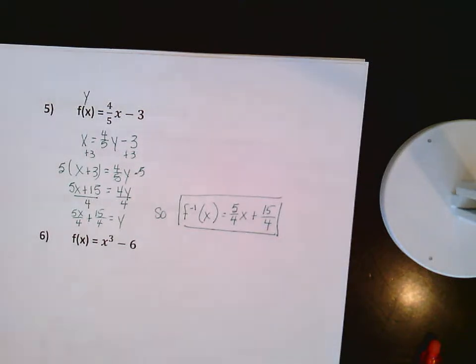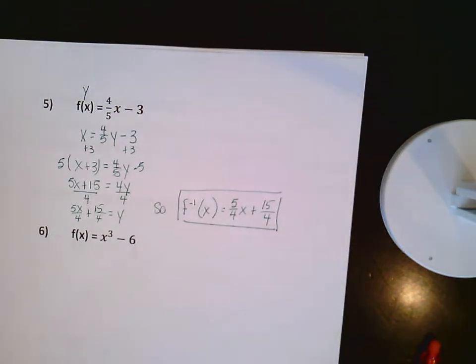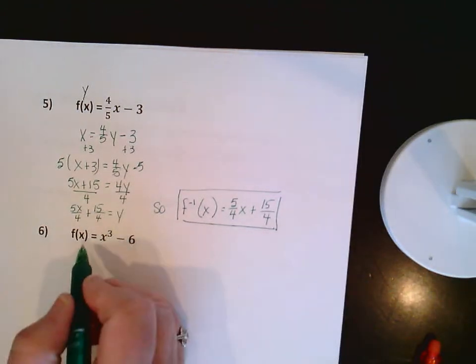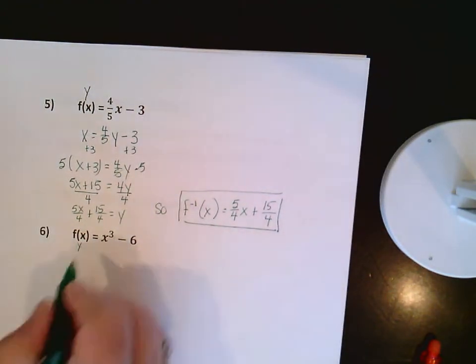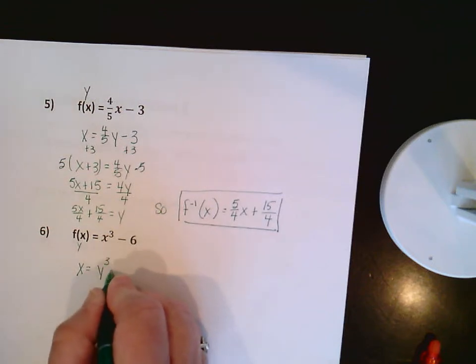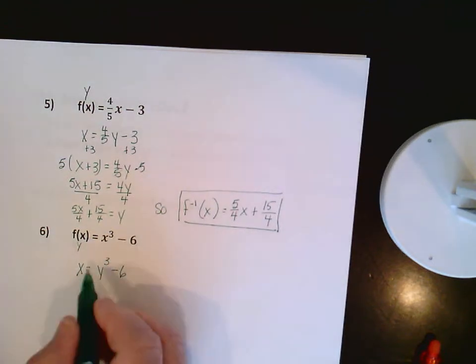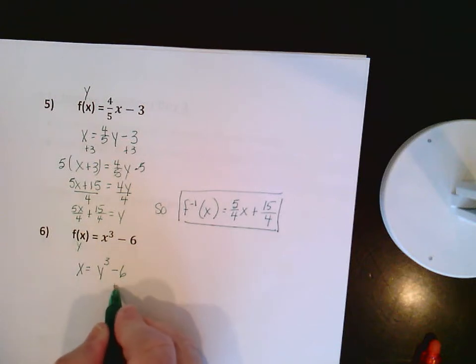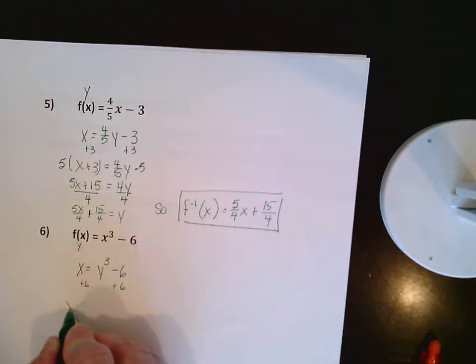Okay, we're going to try one more for this first day of this. Remember this is like y, so I'm going to trade x and y, so I have x equals y to the 3rd minus 6. Again, we're trying to isolate y to get y by itself, so I'm going to add 6 to both sides. So I have x plus 6 equals y to the 3rd.